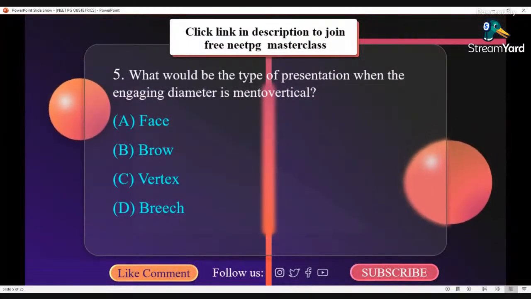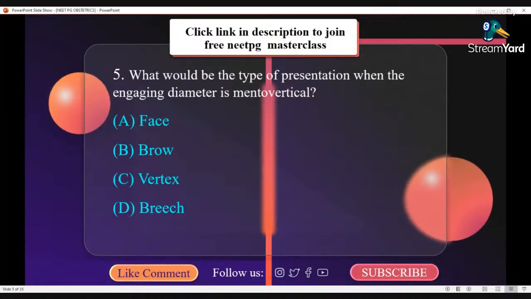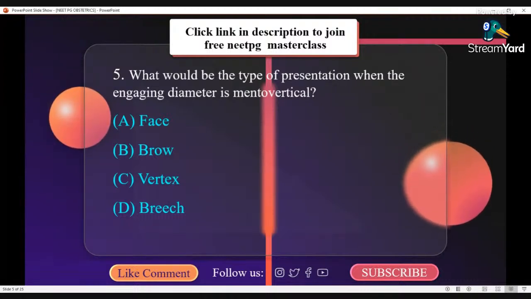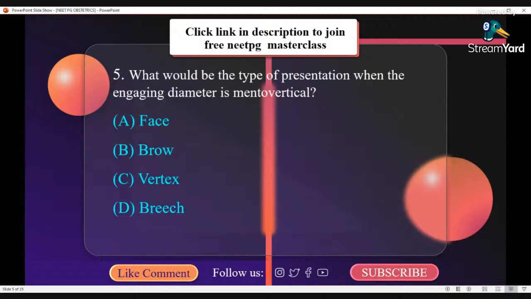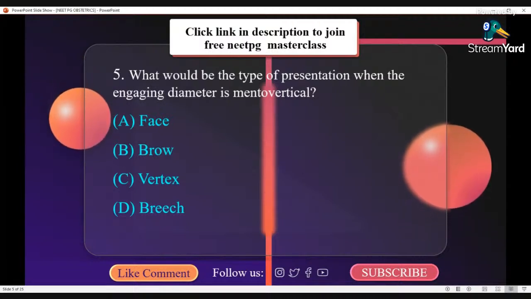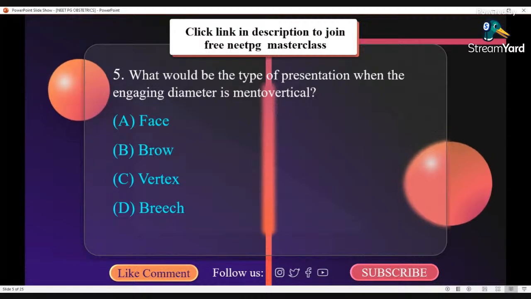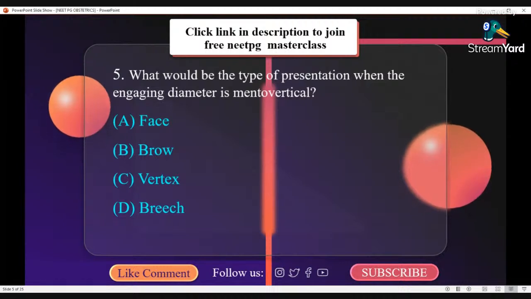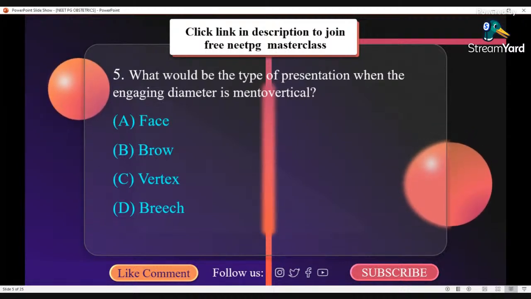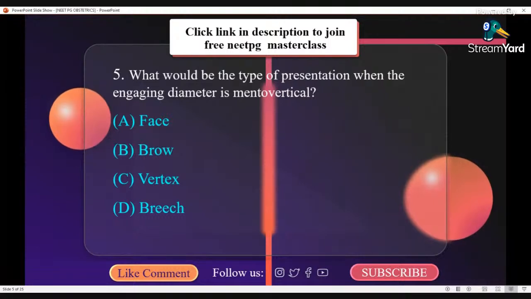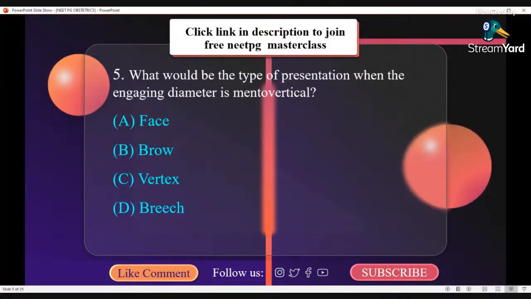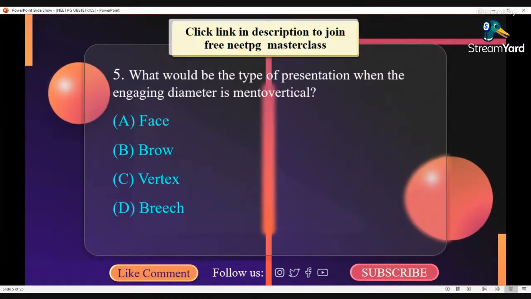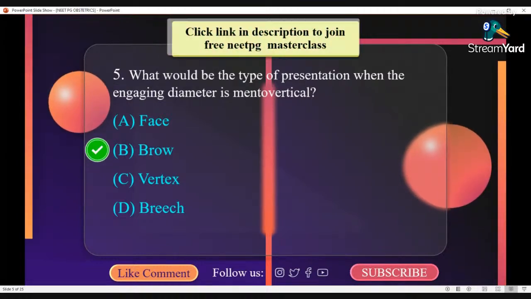What would be the type of presentation when the engaging diameter is mento-vertical? When the engaging diameter is mento-vertical, it is about 14 centimeter diameter. The presentation is usually brow presentation. This brow presentation is a very rare presentation. So the correct option here is B, brow presentation. A, face, B, brow, C, vertex, D, breech. It is B, brow presentation.